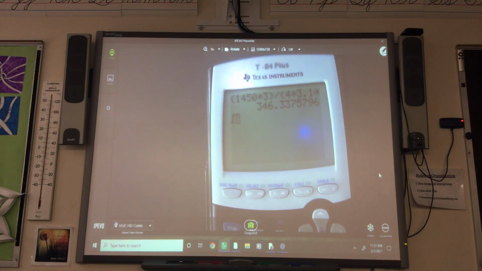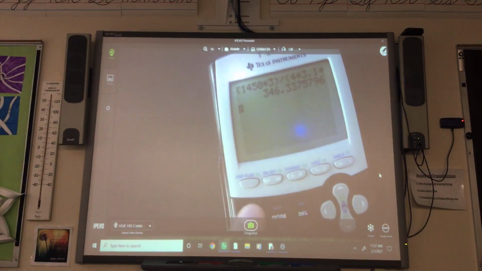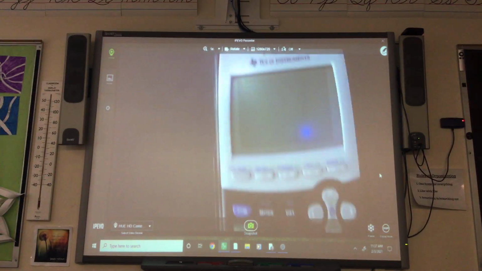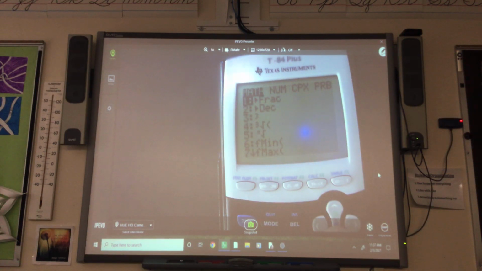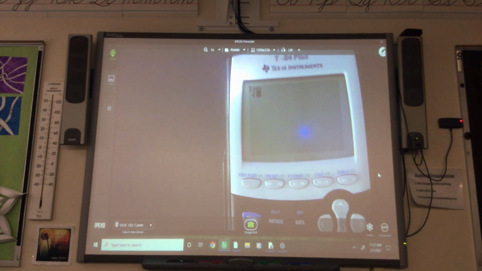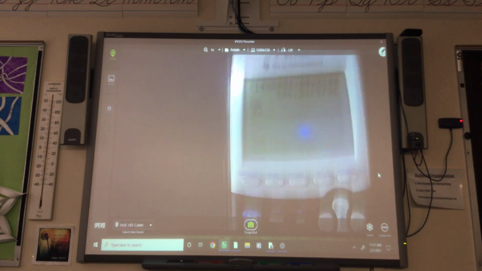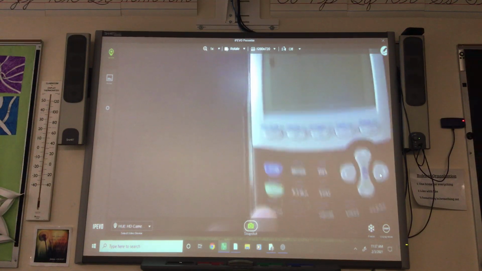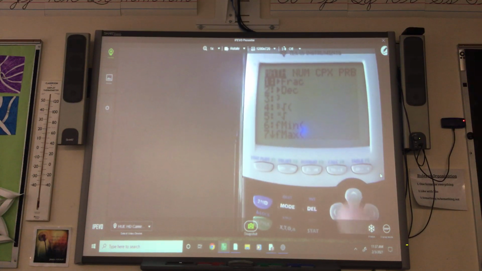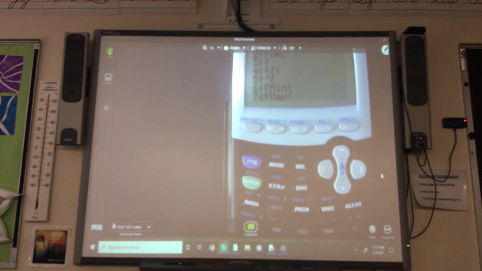You don't want that. You want second, and, oh, that's not where it is. So you have to go to math, and then you go down to cube root. Math and cube root, everyone let me know when you're on that. You want to hit math, it's under second and alpha. Then you go down to the cube root, it's number 4. You don't have to press the down arrows, you can just press the number 4 and it'll hit it for you.